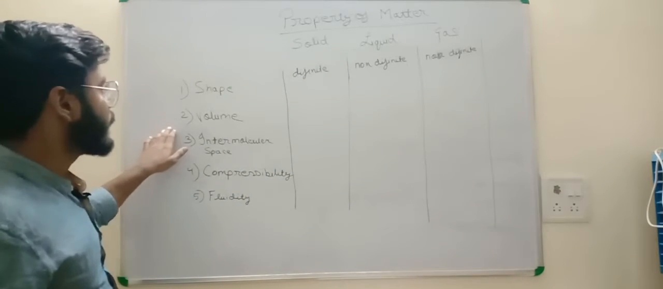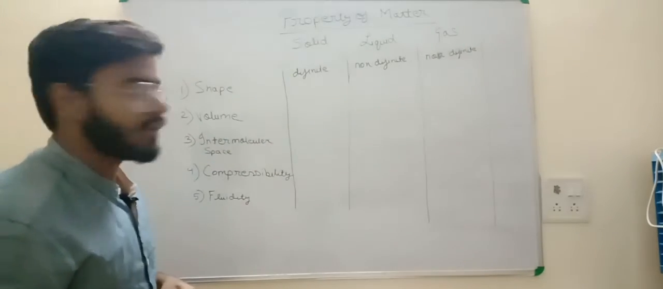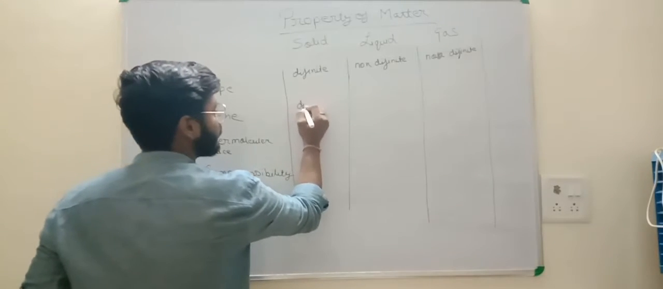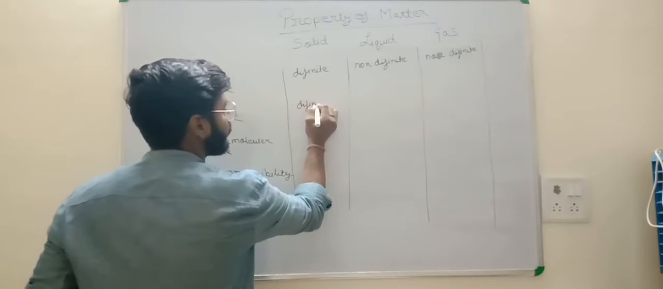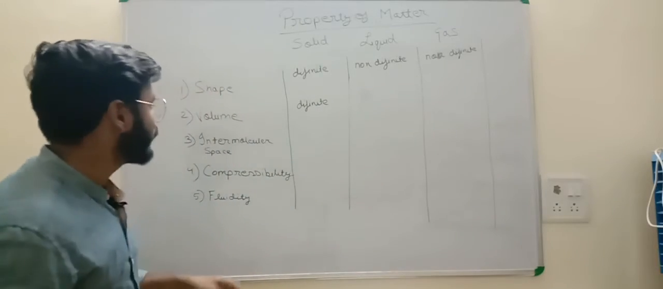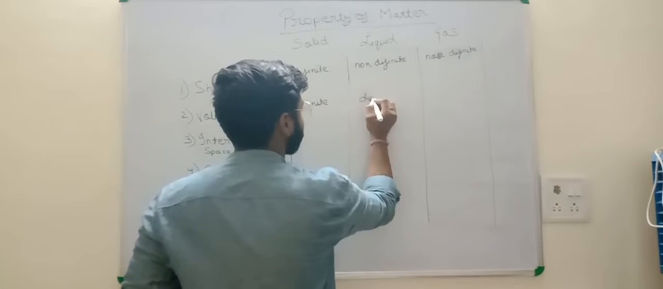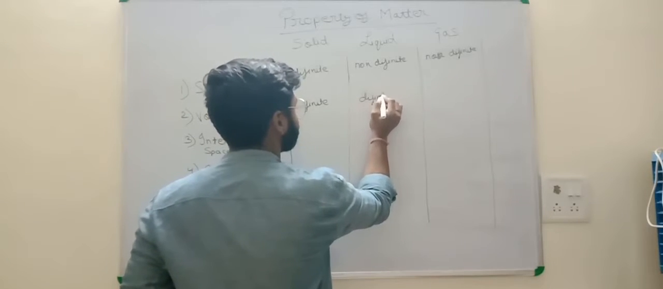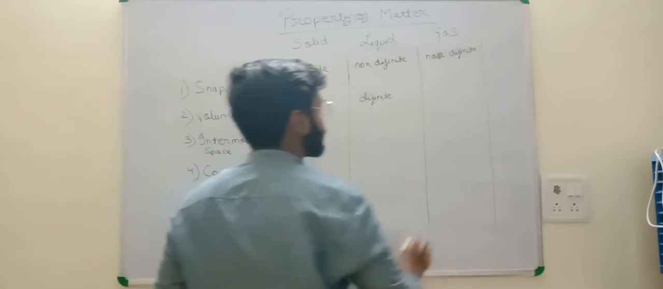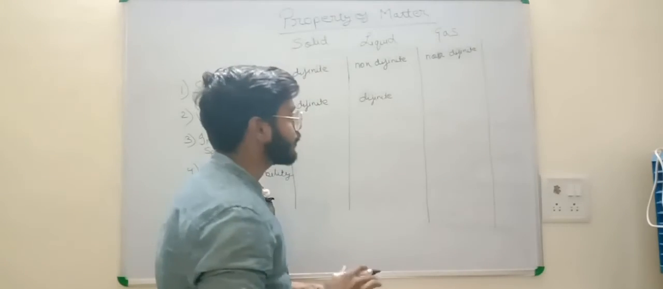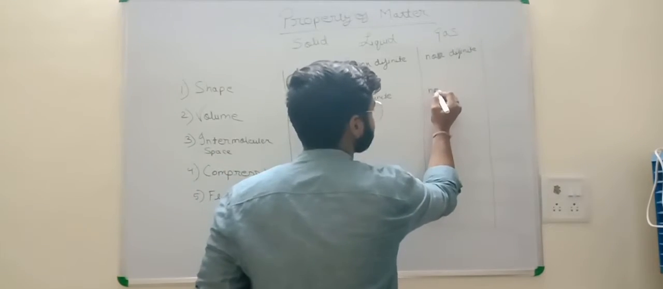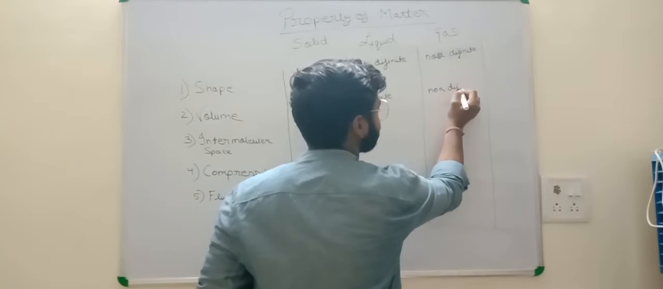Second, volume. The solid has a definite volume. So we will write definite. Liquid also has a definite volume. So we will write here definite. Gas does not have a definite volume nor shape. So non-definite.